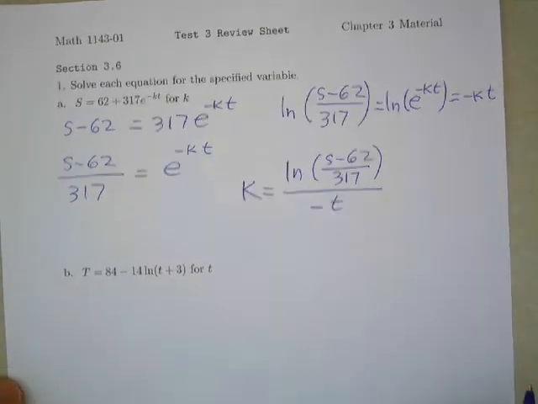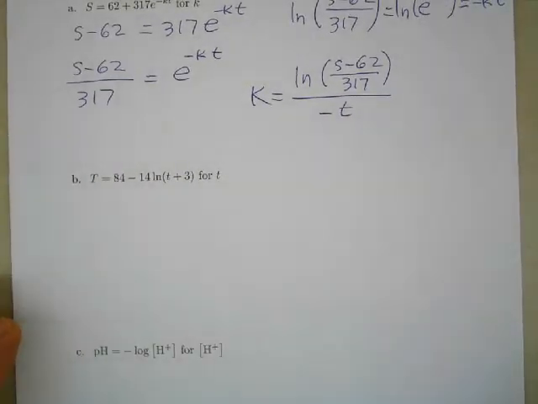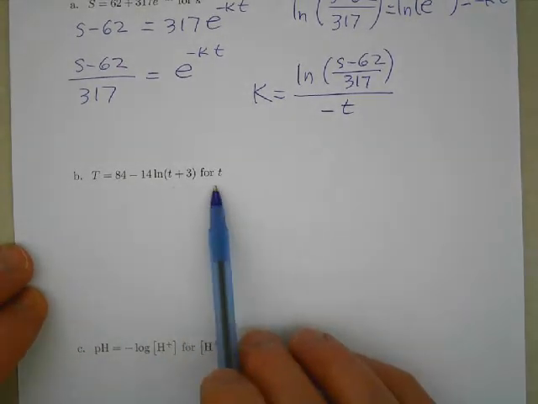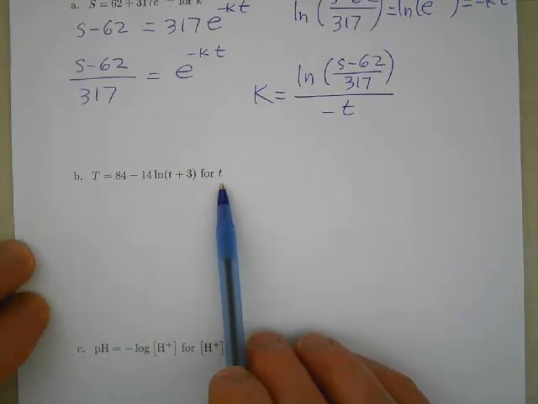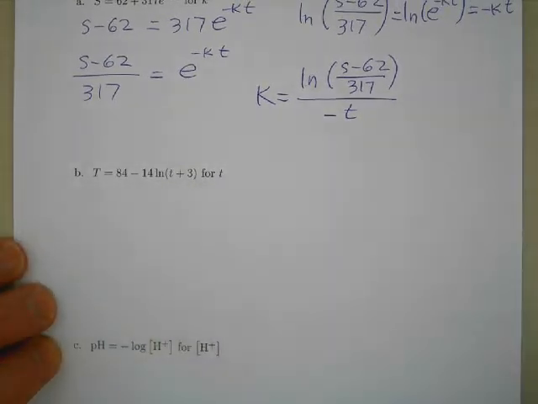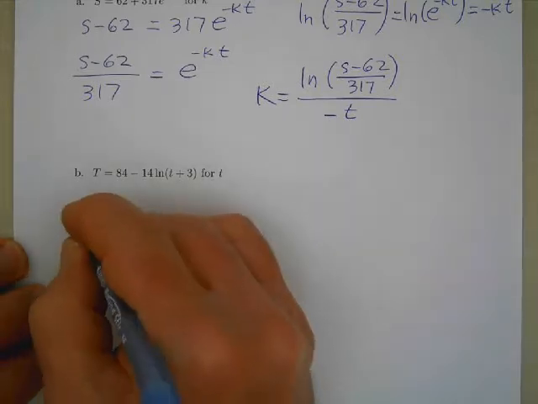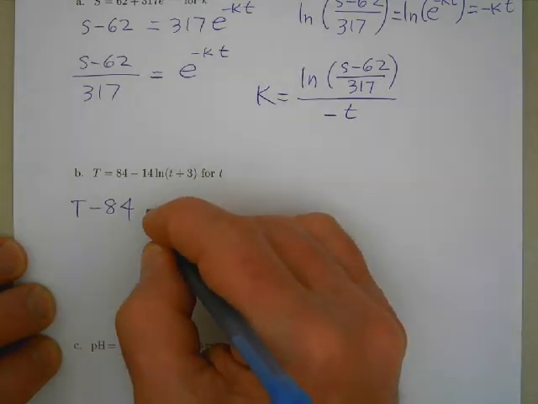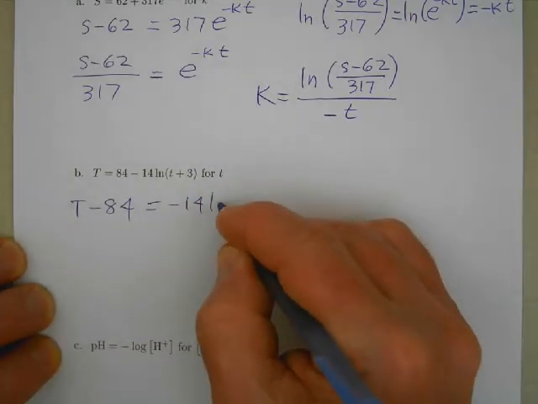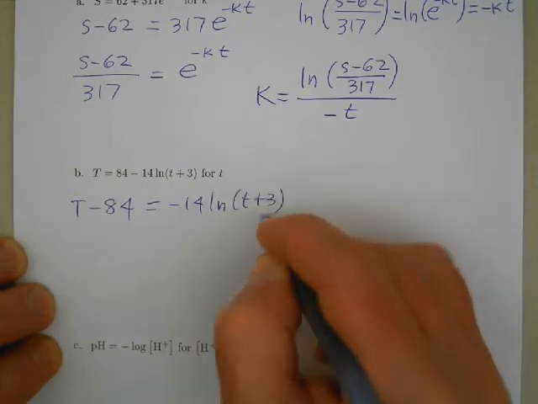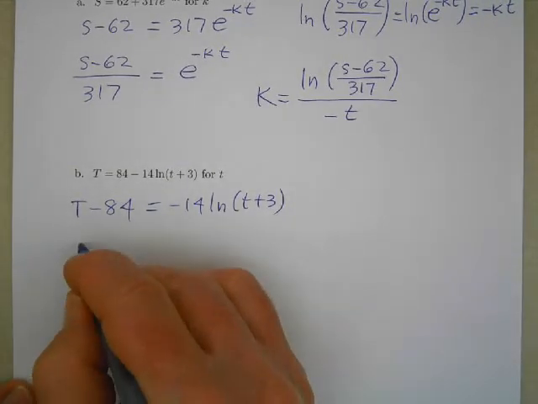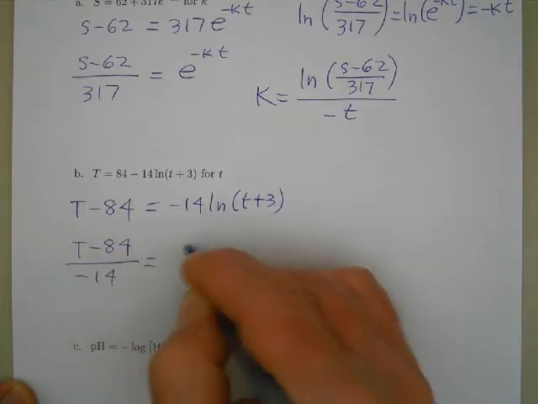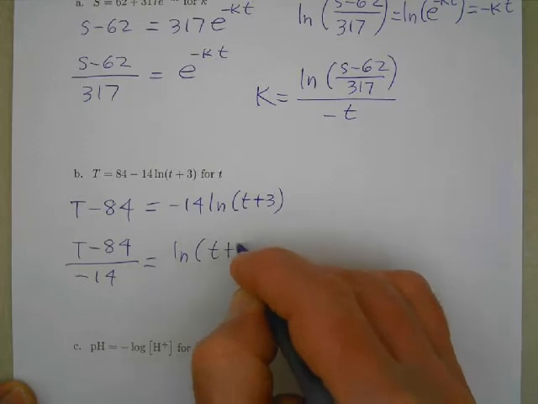In the next equation, capital T equals 84 minus 14 times the natural log of lowercase t plus 3. Solve this equation for lowercase t. So we want to isolate the natural log of t plus 3. So we'll subtract 84 from both sides. We get capital T minus 84 equals negative 14 times the natural log of t plus 3. Then divide both sides by negative 14. Capital T minus 84 divided by negative 14 equals the natural log of lowercase t plus 3.